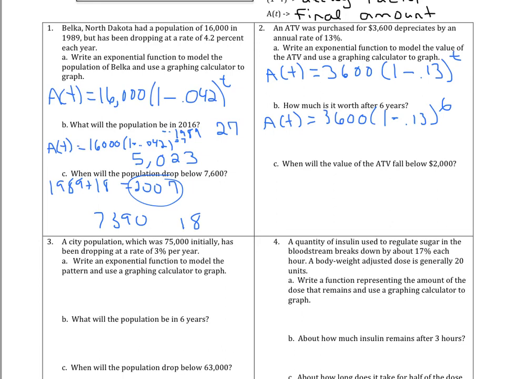After 6 years, it was worth $1,561.10. And then when will the ATV fall below 2,000? So if we look at that in the graphing calculator, we find that it was above 2,000 at 4 years, and at the 5th year, it fell to $1,794.30.